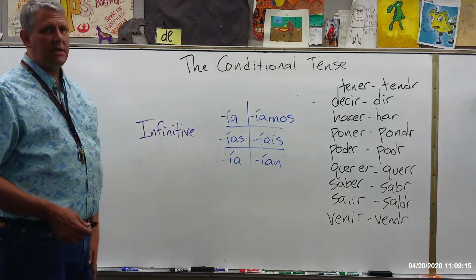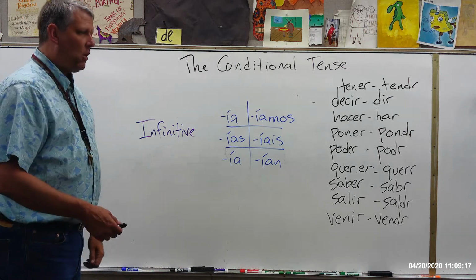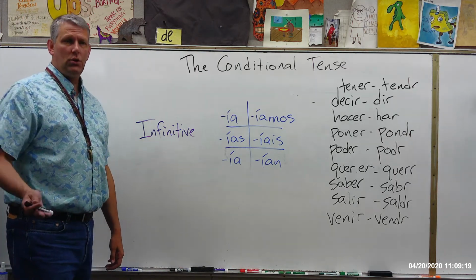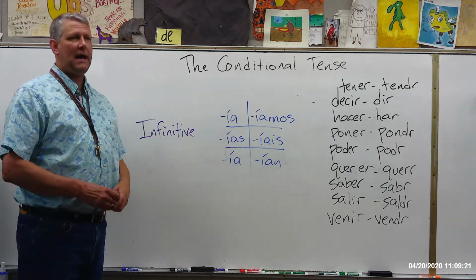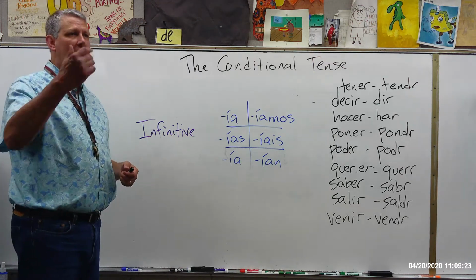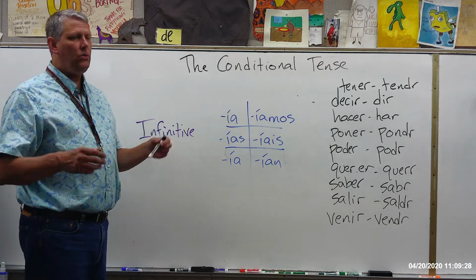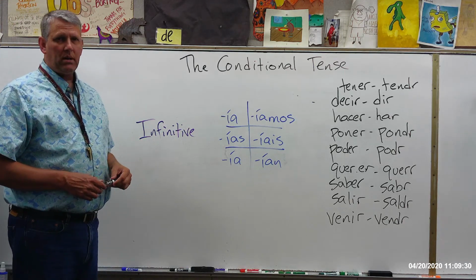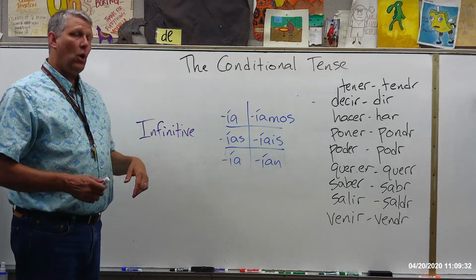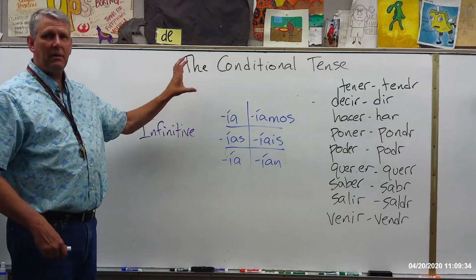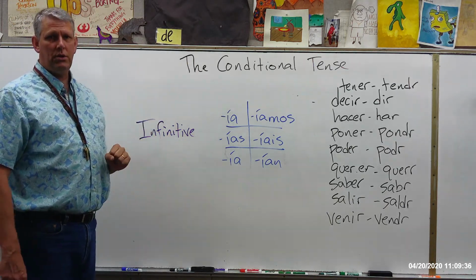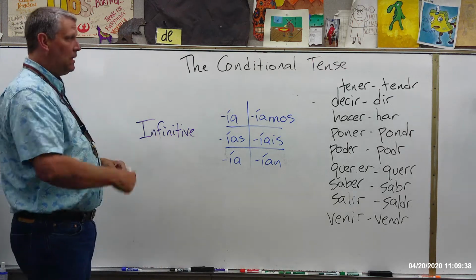Okay, so this is the conditional tense. This is used to talk about what somebody would do if it were somehow possible. So if I had $1 million, what would I do? I would buy a house. I would buy a new car. I would, who knows, maybe live in a bunker up in the hills and hide from everybody. Who knows? But this is to describe, again, what would someone do if they had the opportunity to do it.